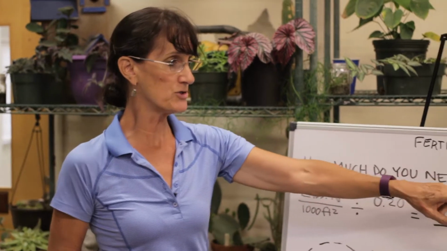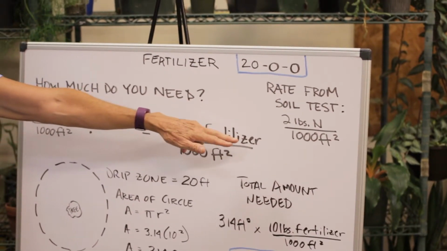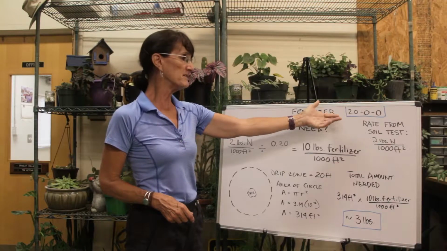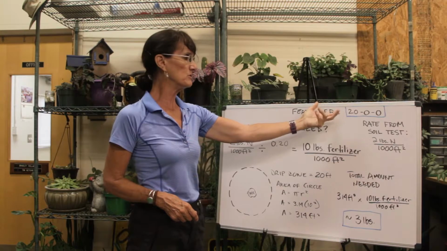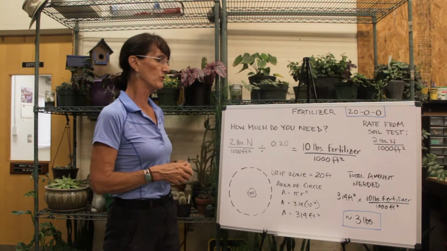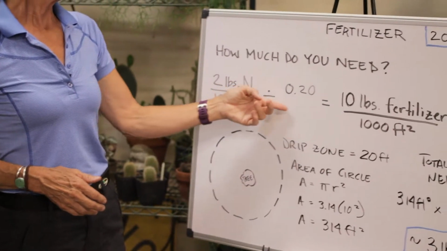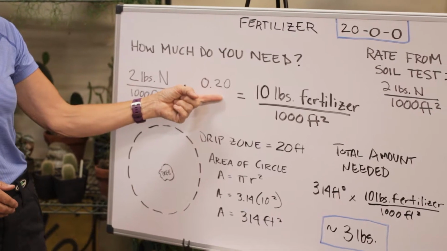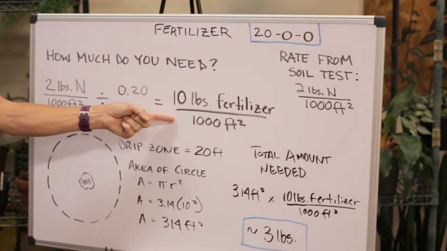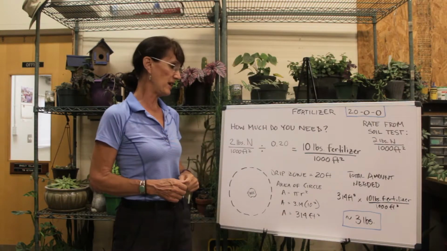So in this case, from our soil test, we determined that we need 2 pounds of nitrogen per 1,000 square feet. And I've chosen a 20-0-0 fertilizer just because it's kind of easy to do an example for calculations. So in this case, how much do we need? In order to determine that, we take the rate from our soil test, divide it by the percent of nitrogen in that fertilizer expressed as a decimal, and we arrive at 10 pounds of fertilizer per 1,000 square feet to get that rate from our soil test.